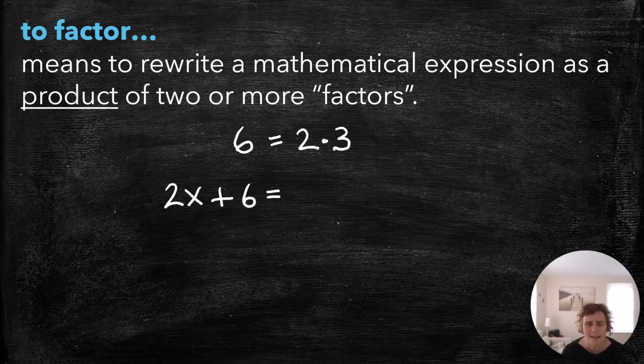Imagine though we have 2x plus 6. Then we will understand that we could write that as the product of 2 and the expression x plus 3. If you apply the distributive property on the right, you'll see how that works out.